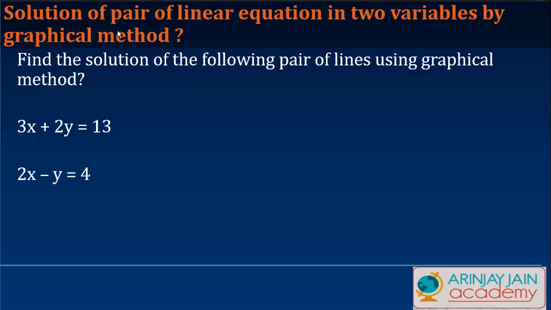Finding the solution of a pair of linear equations in two variables by the graphical method. Now, in many cases, you might have two linear equations. Let's say, for example, in our case, we have 3x plus 2y is equal to 13 and 2x minus y is equal to 4, which are in two variables, x and y. You are asked to find the solution by using the graphical method. Find the solution of the following pair of lines using the graphical method.